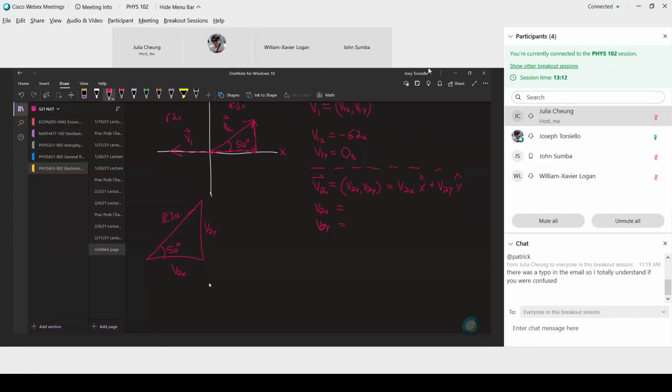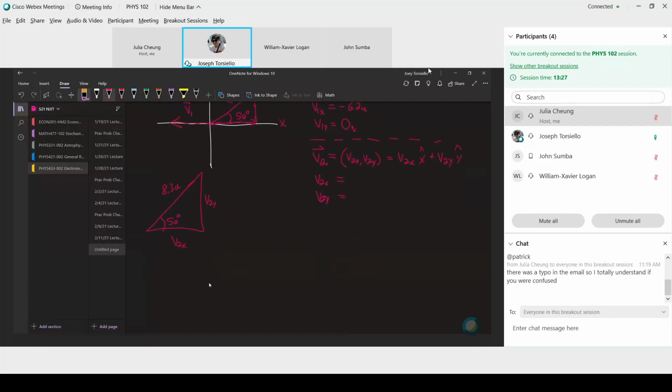I'm sure a lot of you know SOHCAHTOA. I'll even write these all down here just so you can have them all shown. Sine theta equals opposite over hypotenuse, so the side opposite to the angle, which would be this one, over the hypotenuse, which is this. Cosine theta equals adjacent over hypotenuse, and tan theta equals opposite over adjacent.